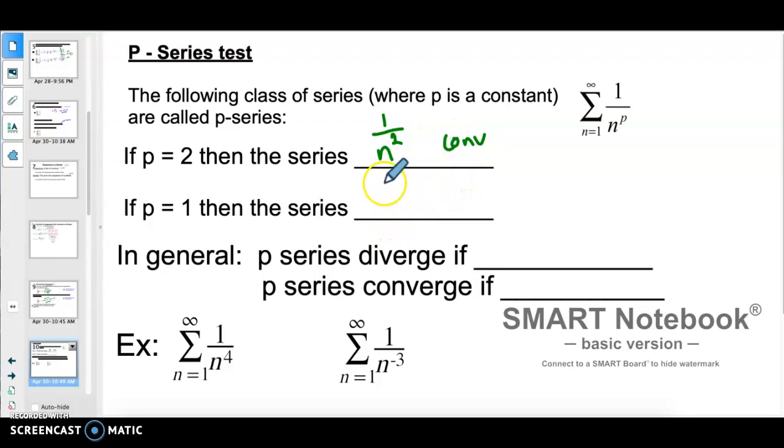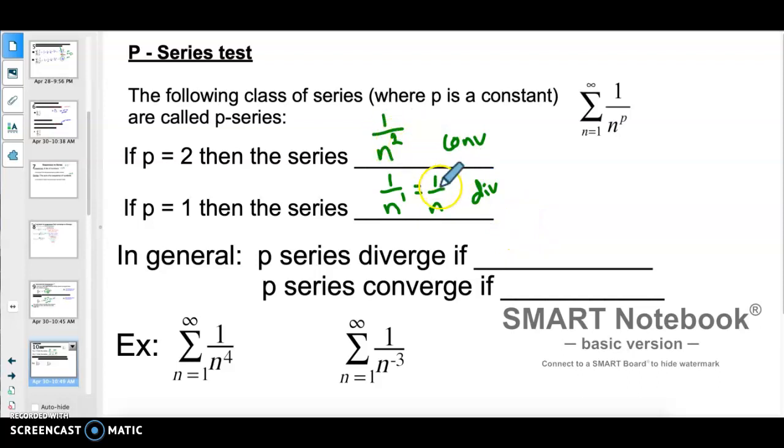Versus if p is 1, so 1 over n with an exponent of 1, that's the harmonic series, and that series is always going to diverge. This one's getting smaller fast enough, this one's not getting smaller fast enough, so it's going to diverge. So this is true for all exponents.